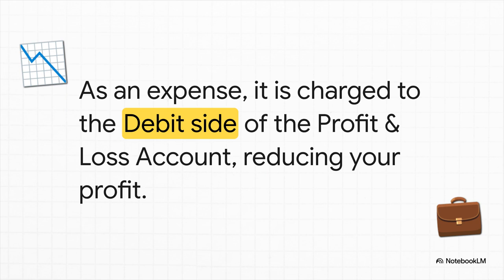Okay, let's take a super common example, depreciation. Think about it. It's an expense, right? It's the cost of using an asset for the year. So what's its first effect? Well, it hits the debit side of your profit and loss account, which of course reduces your profit. Simple enough. But wait, where's the second effect?